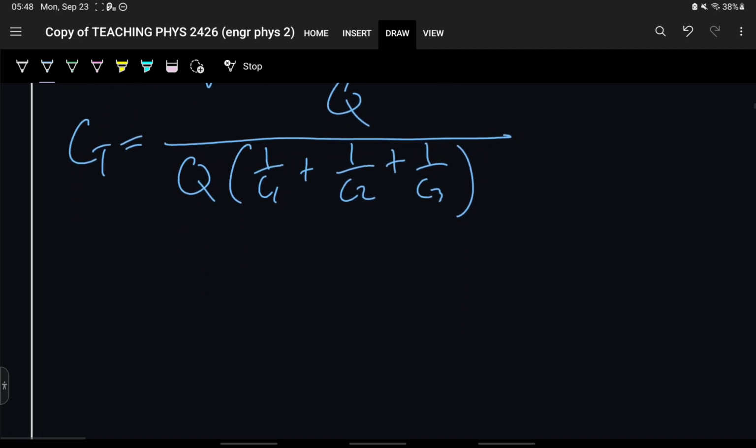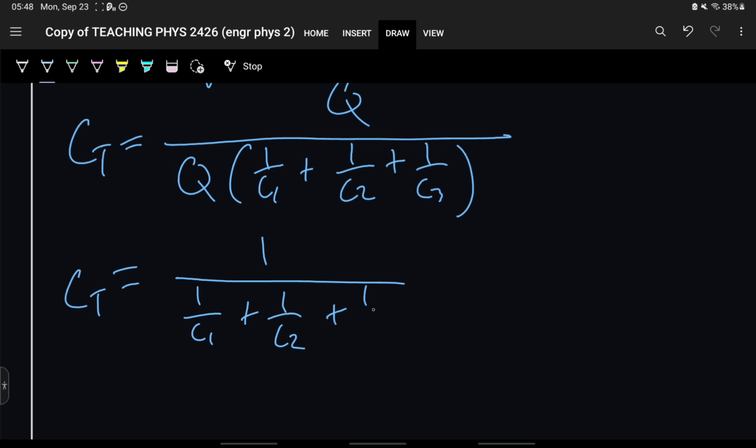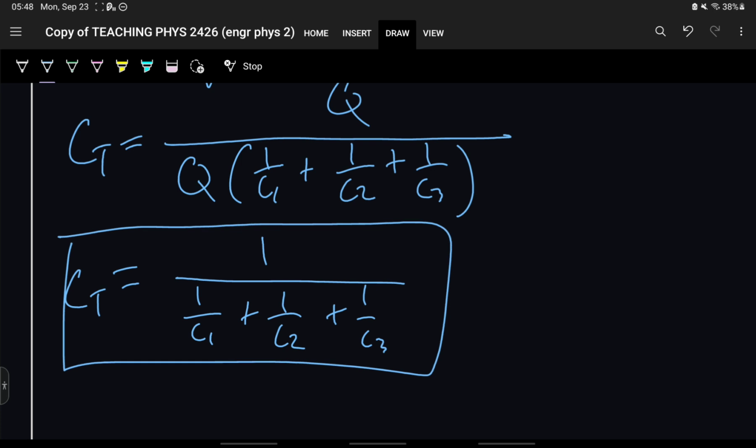And we can go ahead and simplify that out to be C sub T is equal to 1 divided by 1 over C1 plus 1 over C2 plus 1 over C3. And this is the expression for the total capacitance of the three capacitors in series. So this is what you should be putting into state physics. If that doesn't work, it might be an entering error or something like that.